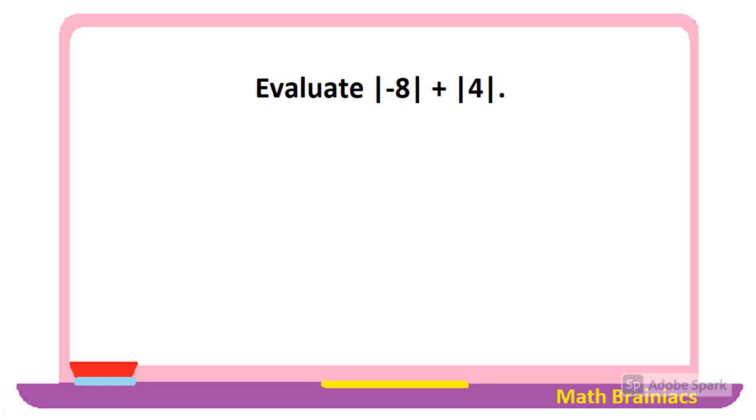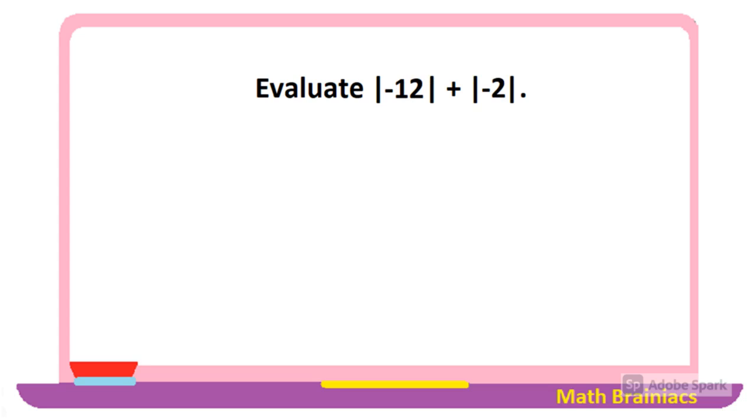Let us work on this example so that you can hit it off. Evaluate the absolute value of negative 8 plus the absolute value of 4. Rewriting the equation below, the absolute value of negative 8 is 8, and the absolute value of positive 4 is 4. However, there is an addition symbol in between the absolute values, so we're going to add. 8 plus 4 will give us 12.